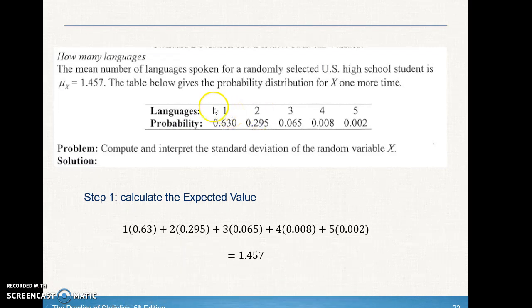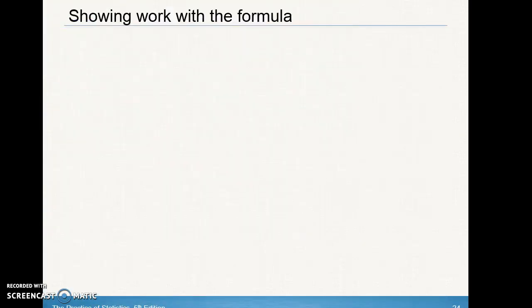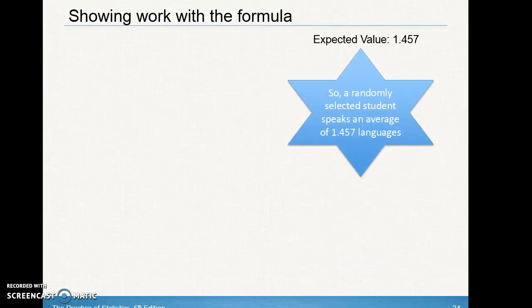Okay, so if we take each outcome, multiply it by its probability, and get the sum of that, we do get 1.457. If we were to interpret that, it pretty much means that a randomly selected student speaks an average of 1.457 languages. So if we were to select many random students and average that, we would get 1.457 languages. It still shows us that most people aren't speaking many more than one, just over a little bit to compensate for all those people who do speak 2, 3, 4, or 5 languages.